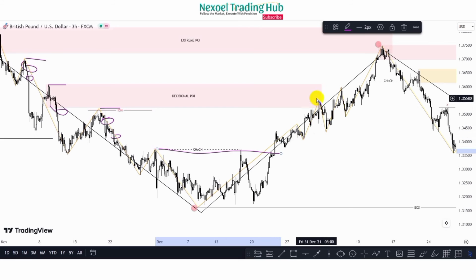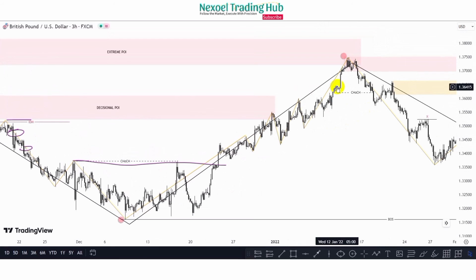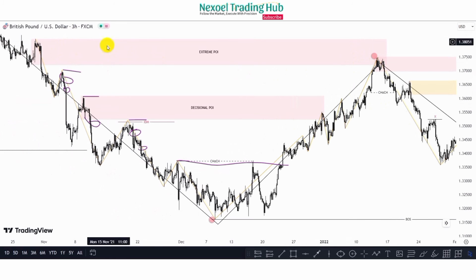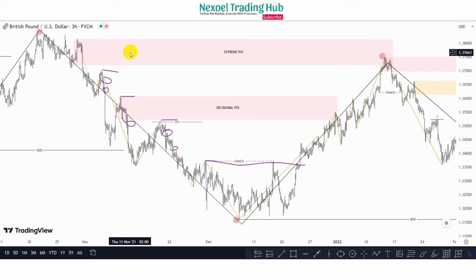Price gave us this push to the upside, came back to cut the inducement, push to the upside, came back to cut the inducement, and then we have price push to the upside. Now you can see this is the pullback before price gave us this impulsive move. So this is our inducement level.